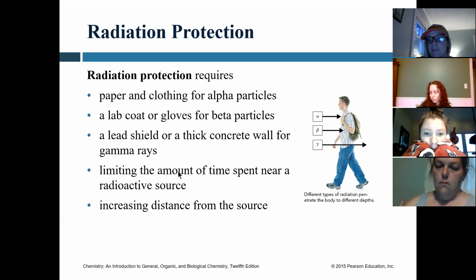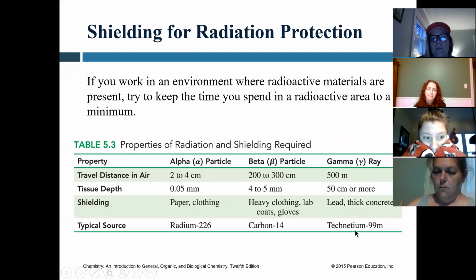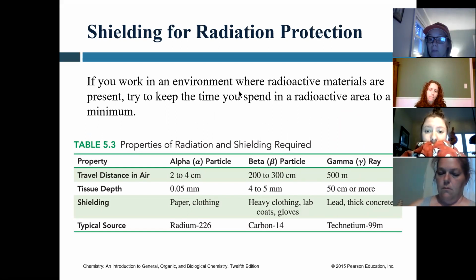Other ways to protect yourself against radiation. Big one, limit the amount of time you spend near a radioactive source. Okay. Increase the distance from the source. So if there is a nuclear bomb that went off, or if there was a meltdown at a nuclear power plant, you want to create distance between you and that radioactive source. So that's sort of common sense, right? If you work in an environment where radioactive material is present, you try and keep your time to that radioactive area or material limited.